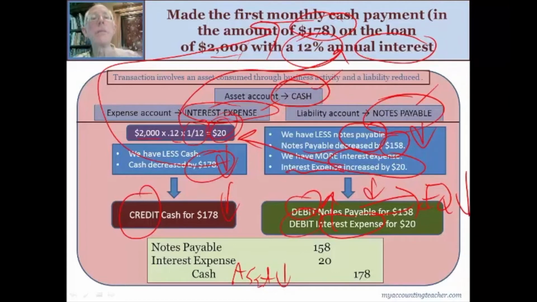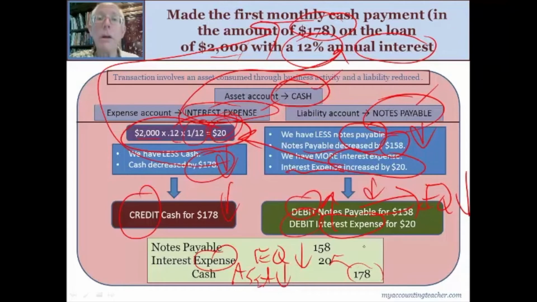We said to them, hey, $20 of this is interest. Or we didn't need to say it to them because they can compute this $20 just the same as we can. That's part of the cost of doing business. That's my expense. EQ stands for equity. My equity just went down. More expenses mean less equity. But since I sent them $178 and only $20 was for interest, the remainder, the $158, must have reduced my liability. I now owe less.